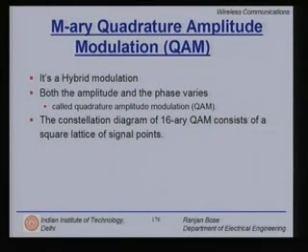What are M-ary quadrature amplitude modulation techniques? First of all, it is a hybrid modulation technique. So far, we have either dealt with amplitude or phase variations. Here, we have for the first time both amplitude and phase variations in order to encode the data. The constellation diagram of a 16-ary QAM consists of a square lattice of signal points.